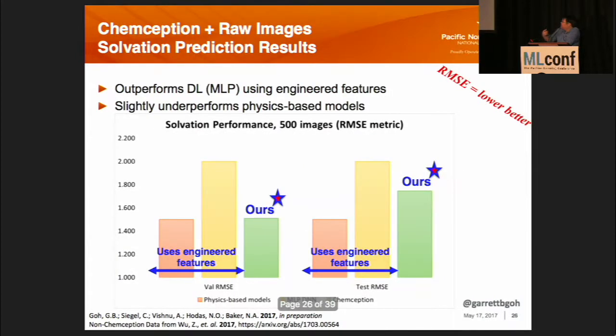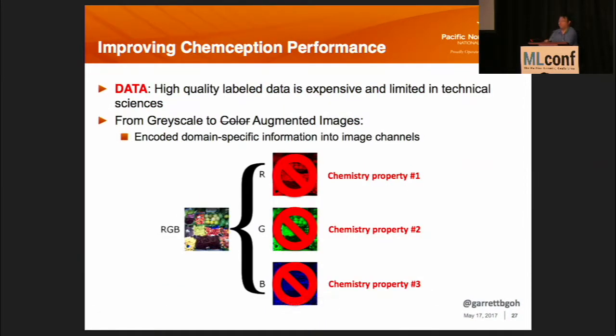And lastly, moving on here, we have the predictions from the solvation results. And here, the errors are measured, so lower is better. And compared to the MLP deep learning implementations, we are actually doing better. And this bar chart over here represents the result from physics-based models. So physics-based models are basically simulation methods that have been around for decades, and they are the gold standard in the community for computing this type of physical property. And we're getting quite close in terms of the validation error. But in terms of the out-of-sample error, it's a bit higher. And again, we'll come back to that on how we can improve Chemception performance.